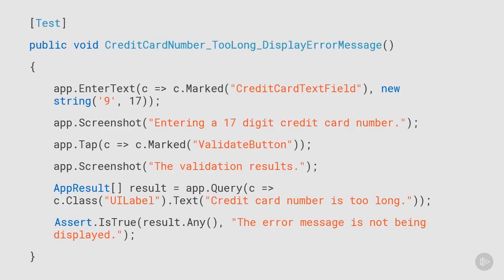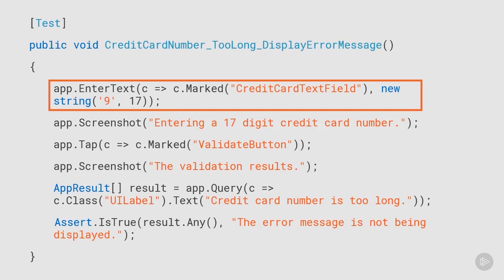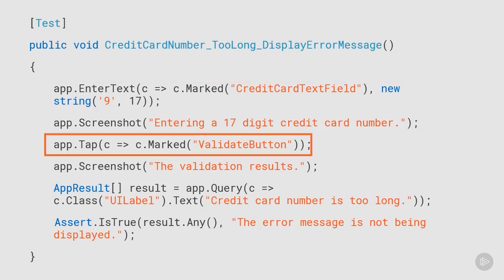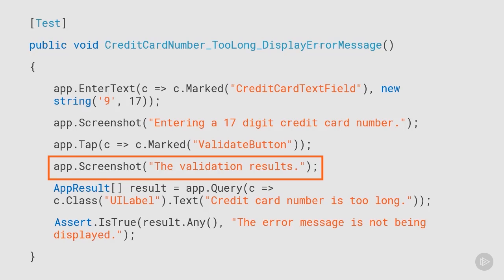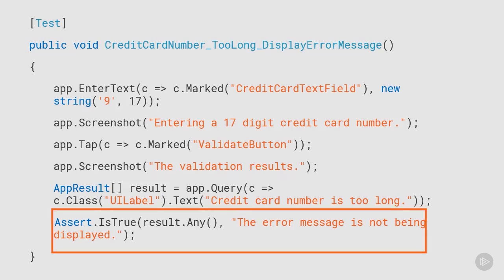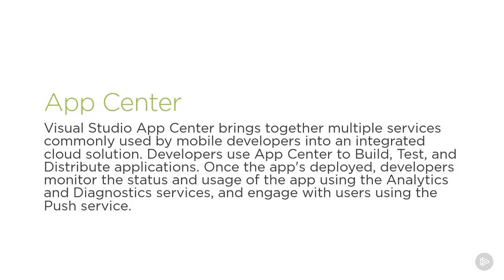This is an example of a more complicated test. First, we enter 17 characters of the character 9 into the credit card text field. Then we take a screenshot. Then we tap the Validate button and take another screenshot. After that, we query for a UI label and see if it has the text "credit card number is too long." Then we assert if our query has any results.